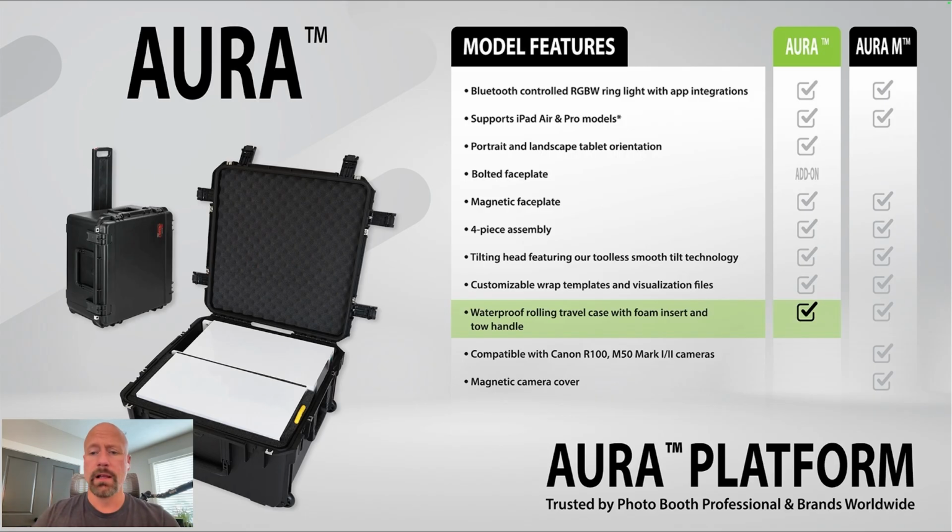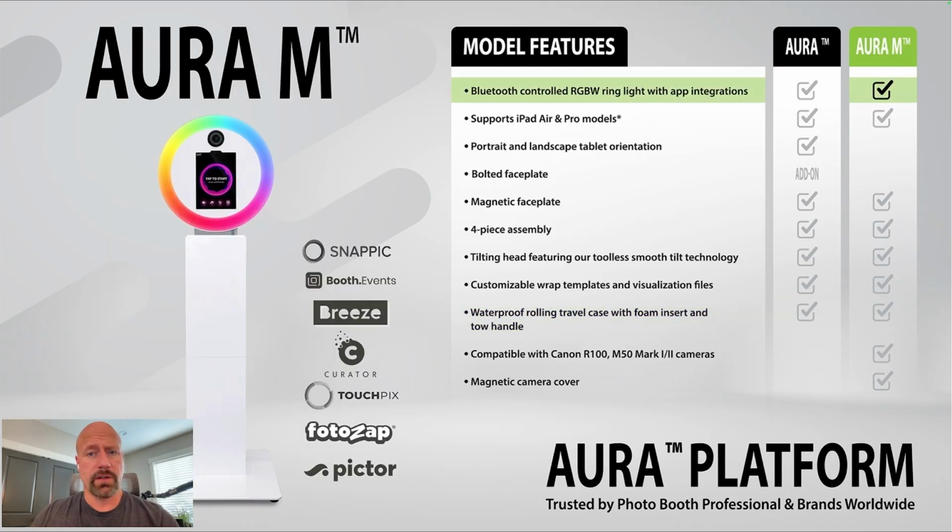As far as the Aura, that is everything on that. We'll move on to the Aura M. As I had mentioned at the beginning, the M denotes that we support a mirrorless camera in this system. In particular, we have a couple of models of Canons that we use. We have the same ring light that we do in the Aura on the Aura M. It does wonderful. The mirrorless cameras really react well to it.